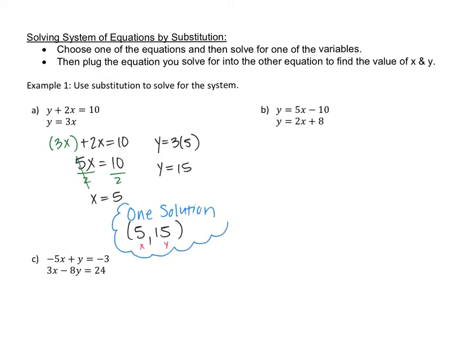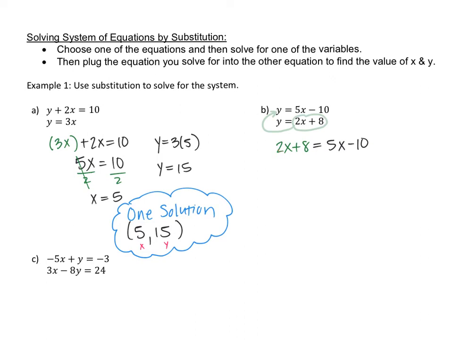And that's it. All right, let's try another one here. For this one, I want you to notice that both y's are by themselves. So this one's a nice one too. What you can do here is take one of the equations. I'll just take the bottom one here, and replace this y with whatever it's equal to. So 2x plus 8 is equivalent to 5x minus 10. Since both of them equal y, you can set them equal to each other and solve.